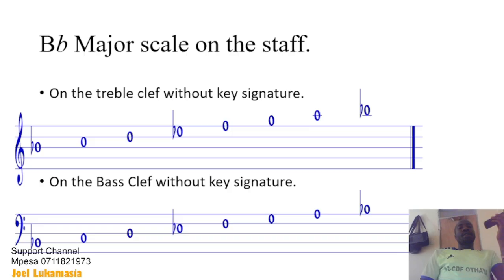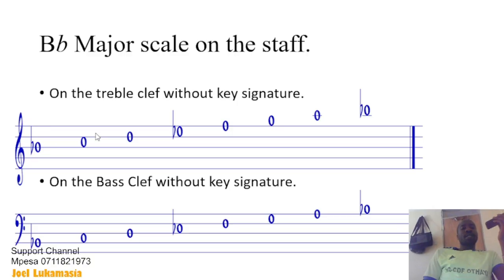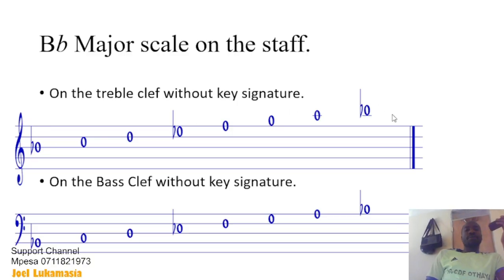Then you have the B flat scale on the staff. If you are beginning on the middle line on the treble clef, this is how the scale of B flat should look on the staff. Then here on the bass clef, this is how it should look. It begins on the B flat, C, D, E flat here on the space, F, G, A, then B flat on the ledger line.